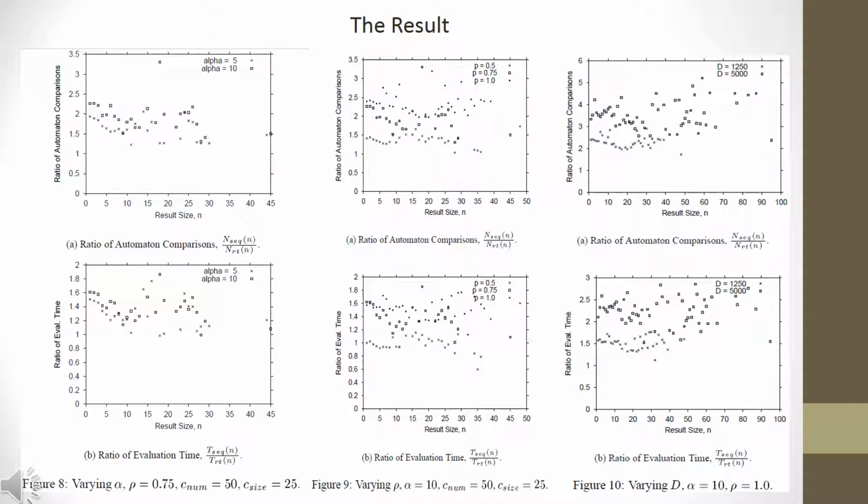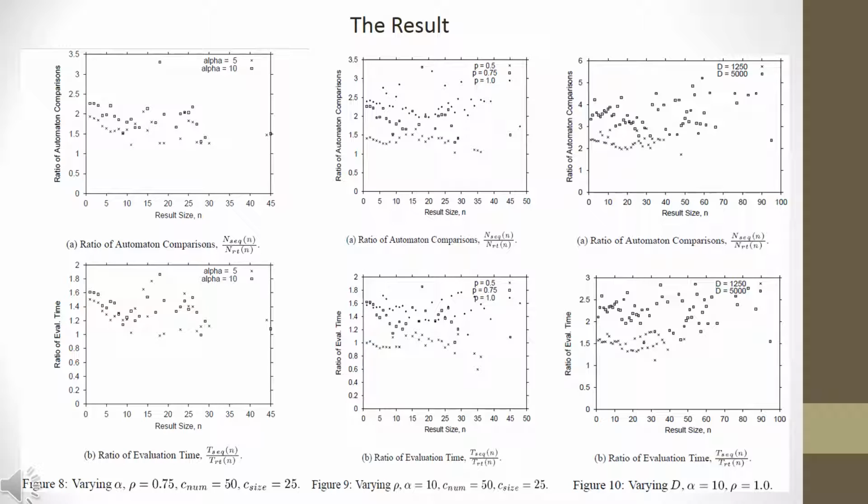The results are shown as follows. Figure 8 shows the performance results as alpha is varied. The graphs indicate the regular expression tree outperformed the sequential file approach by up to a factor of 3 and 2 respectively for the number of automaton comparisons and search time. Their results indicate that both the number of automaton comparisons, shown in figure 8a, and running time, in figure 8b, improve with larger values of alpha.